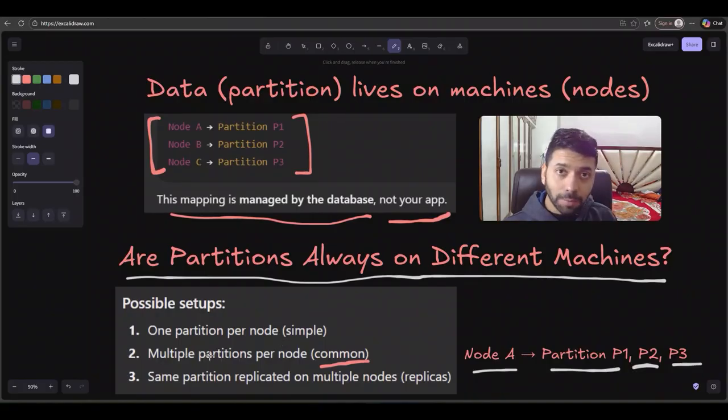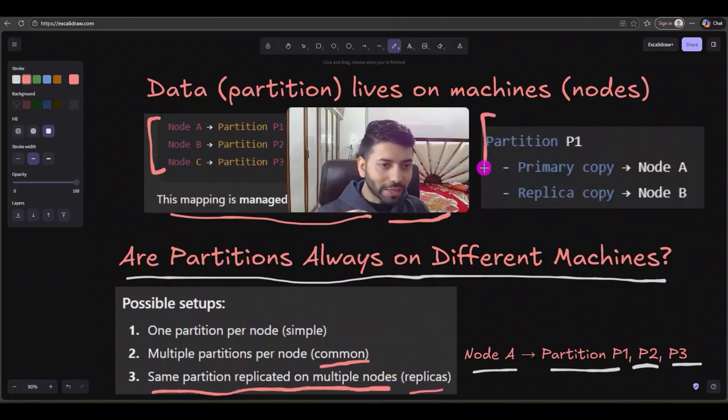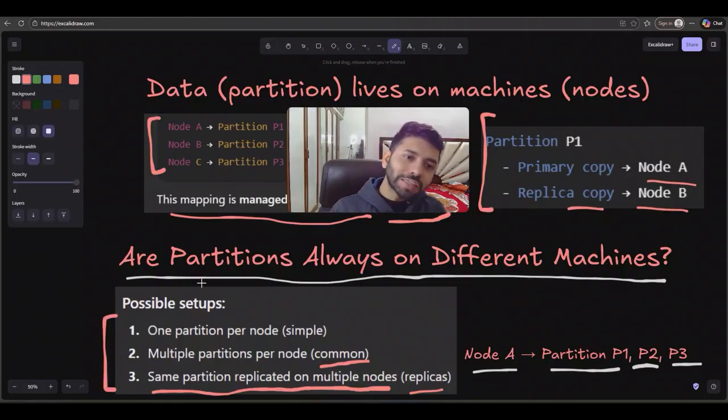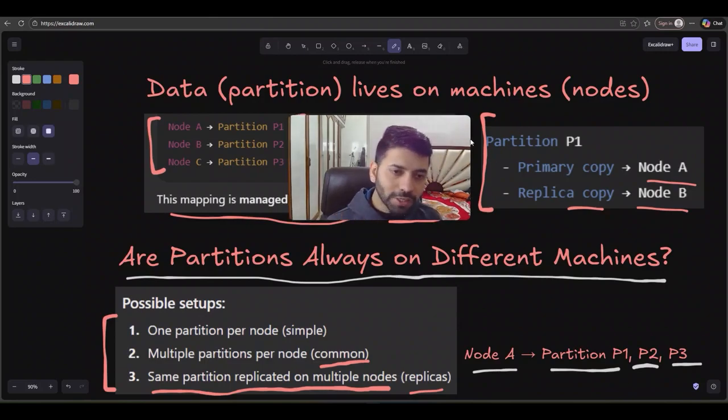So a node can have multiple partitions, and the next setup can be the same partition replicated on multiple nodes. And this is a case of replicas. So here you can see an example where multiple nodes are present for a partition, but this can happen only in the case of replicas. For example, you see partition 1, the primary copy is present in node A and the replica copy is present in node B. So only in case of replicas, the same partition can be replicated on multiple nodes. So all of these scenarios are possible. So we won't always say that a partition will always be on a different machine or node.